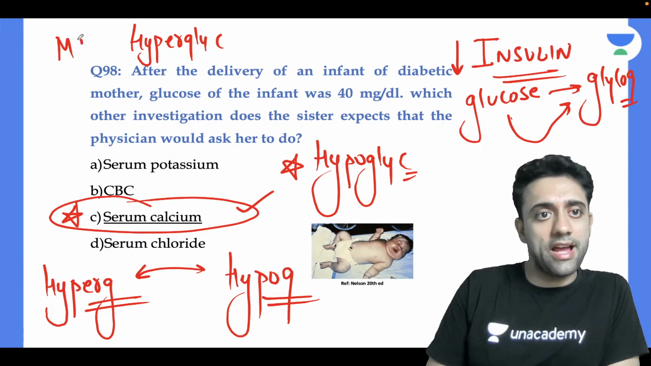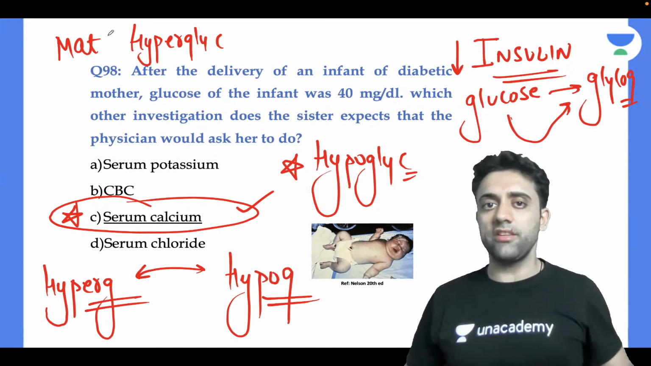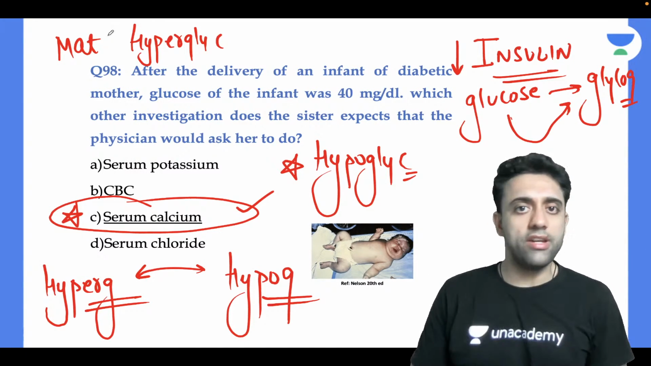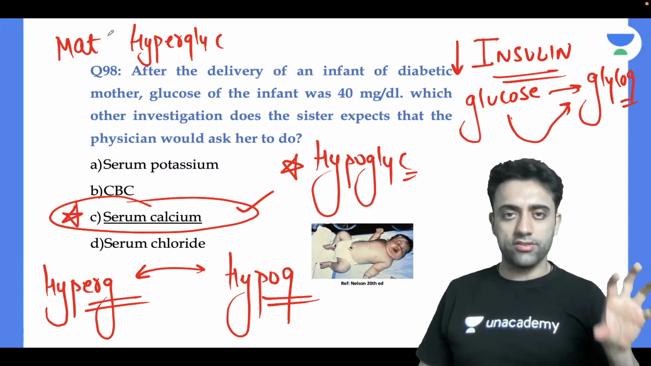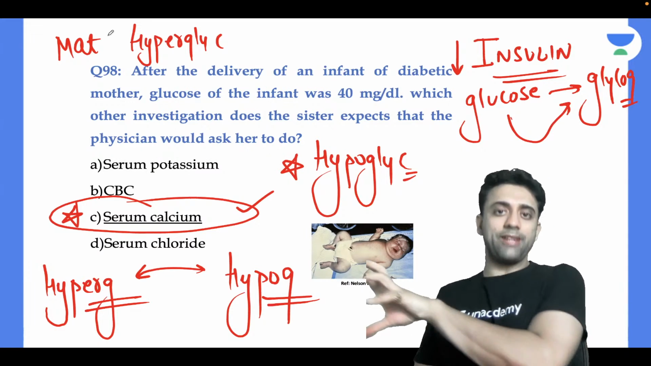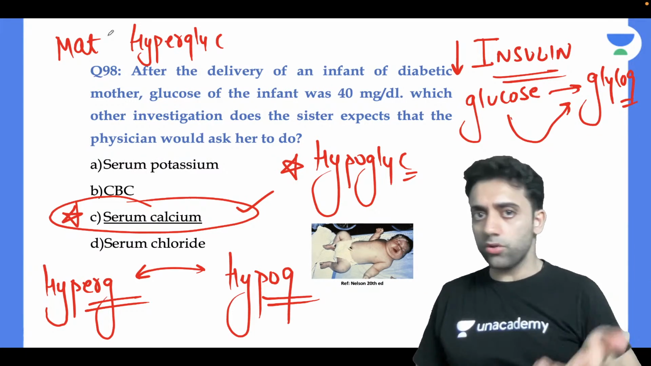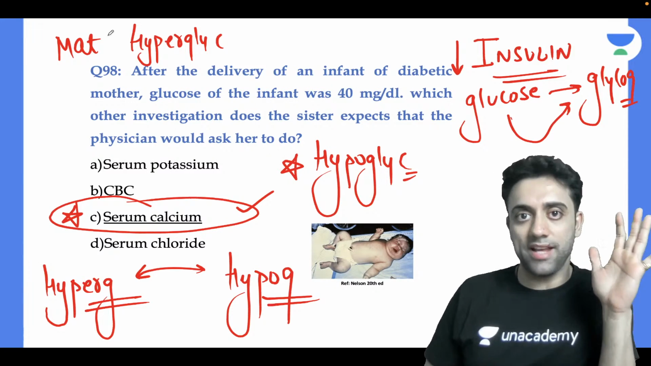So one topic is finished here: why the mother will be hyperglycemic, because there is insulin deficiency. Insulin causes glucose conversion into glycogen. With insulin deficiency, glucose is not able to get converted into glycogen. So more and more glucose. So there is maternal hyperglycemia, right?